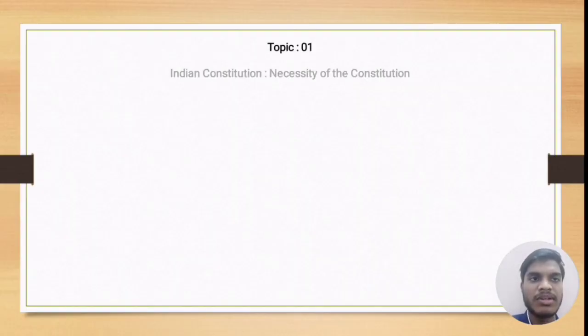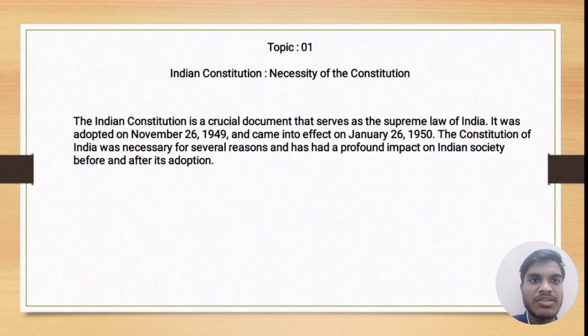Topic 1, that is Indian Constitution, necessity of the Constitution. The Indian Constitution is a crucial document that serves as the supreme law of India. It was adopted on November 26, 1949 and came into effect on January 26, 1950. The Constitution of India was necessary for several reasons and has a profound impact on Indian society before and after its adoption.